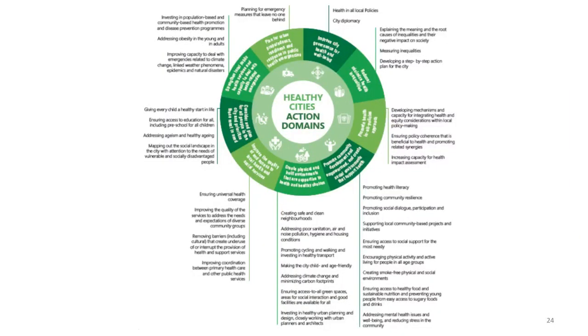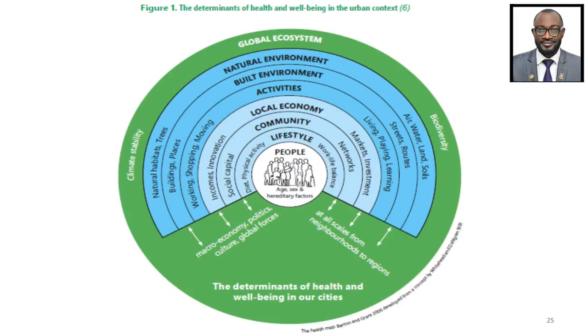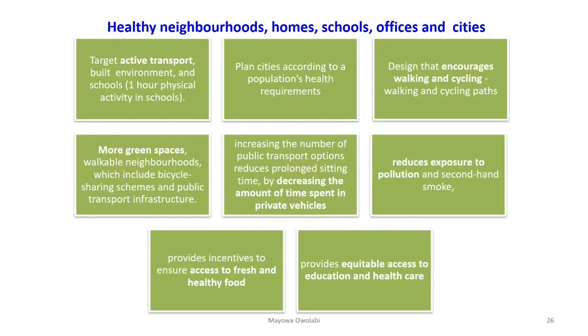Another very important pillar of primordial prevention is healthy cities, the Healthy Cities Initiative of the WHO, which includes considerations that will influence lifestyle and community: first of all, the global ecosystem, the natural environment, the built environment, activities, local economy, community, and lifestyle that will target people across the life course and in different areas that will ensure different aspects of healthy lifestyle. For instance, targeting active transport in the built environment, and then of course in schools, 1 hour of physical activity in schools for each student every day is very important.